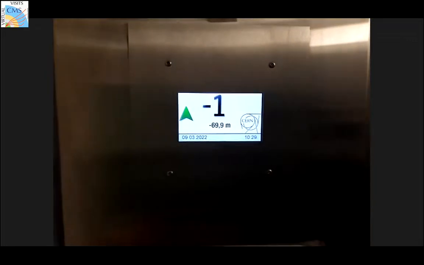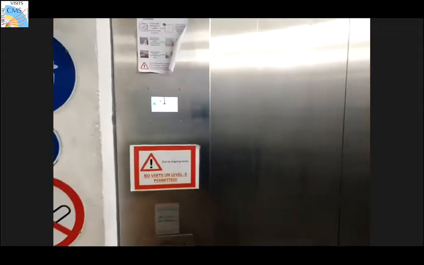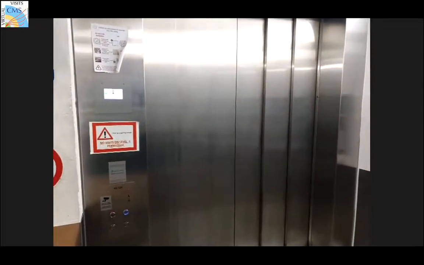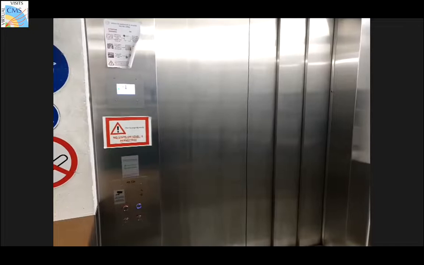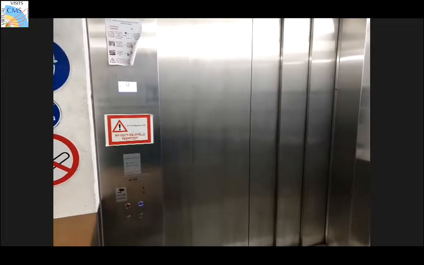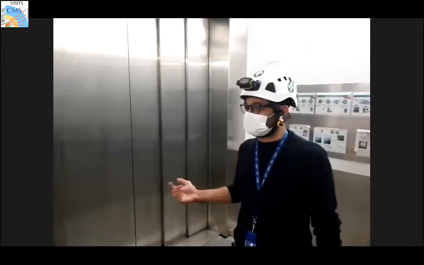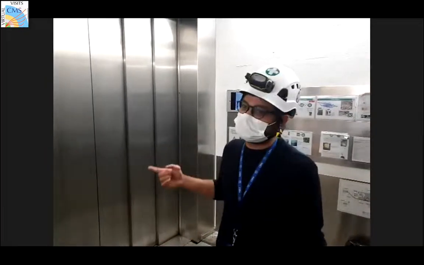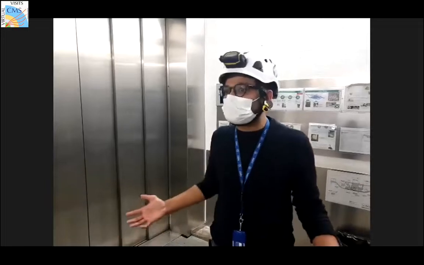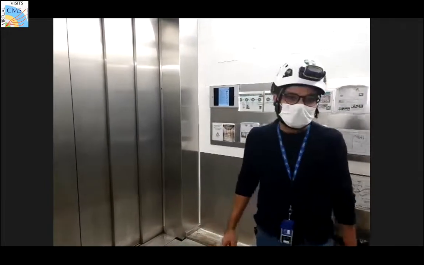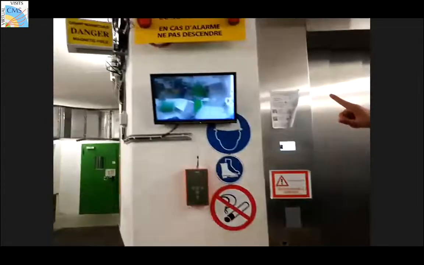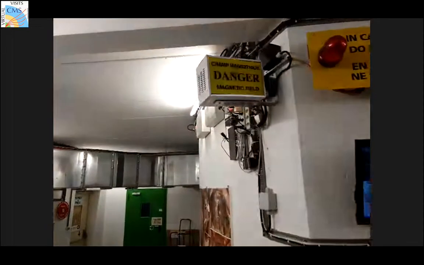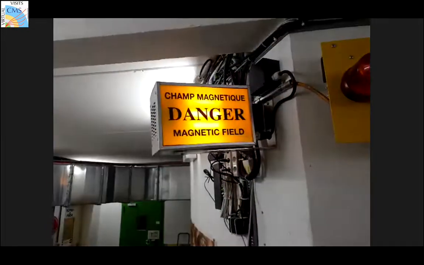One thing about this elevator is that it is like a pressurized cabin, and let's say the most secure zone underground. If evacuation is needed, we always rush toward the elevator and try to exit through it, because you can imagine that climbing the stairs all the way from 97 meters to the surface is not so easy in case of emergency or any kind of hazard. One thing I would like to show you is that there is a sign here that says danger, magnetic field.